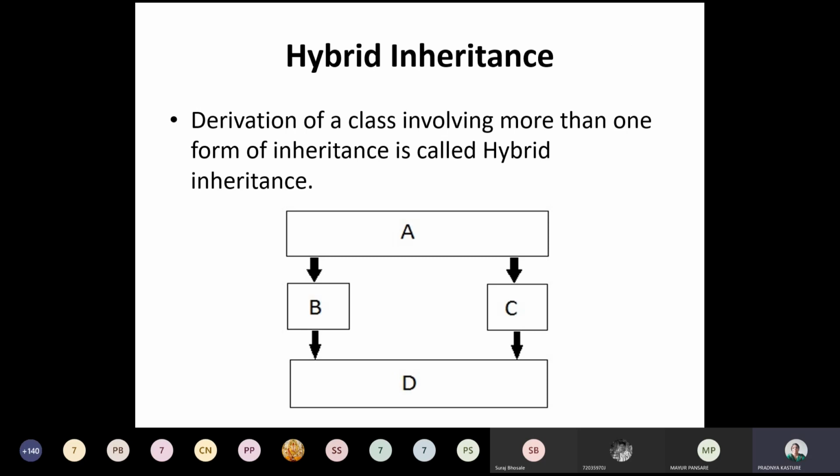Now, have you understood this ambiguity? So ambiguity is removed from multiple inheritance with the help of the scope resolution operator. You have to use the scope resolution operator for accessing that particular method from that particular base class.